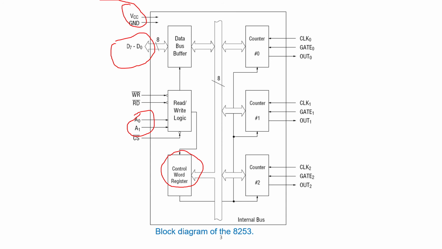For each counter we have 3 signals, 2 inputs and 1 output. Clock 0 is an input signal, gate 0 is again an input signal, and out 0 is an output signal, for counter number 0. Clock 1 and gate 1 are inputs and out 1 is the output signal for counter number 1. Then for counter 2, clock 2 and gate 2 are the input signals, and out 2 is an output signal. So that's all about the operation of the programmable interval timer.